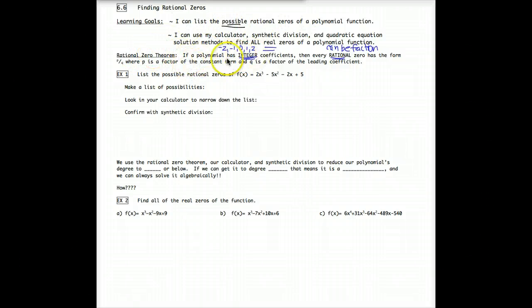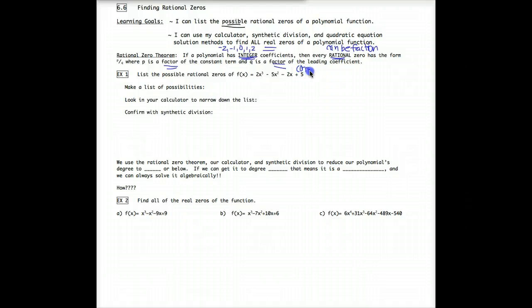So, in order to meet our first learning goal, we get that from the rational zero theorem. If a polynomial has integer coefficients, so that means its coefficients cannot be fractions, they have to be integers, then every rational zero, meaning every zero that can be written as a fraction, has the form p over q, where p is a factor of the constant term. Not p is the constant term, p is a factor of the constant term, and q is a factor of the leading coefficient.